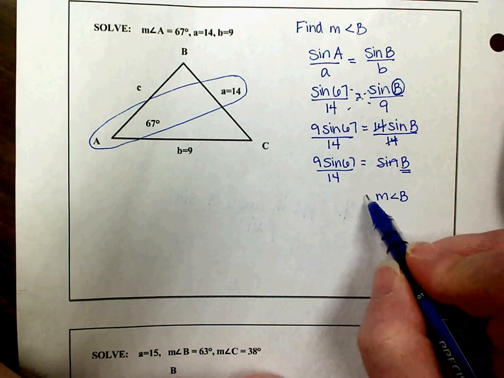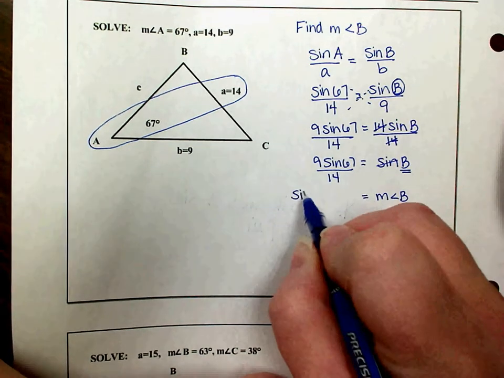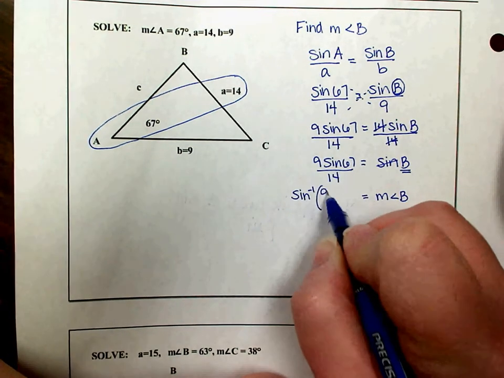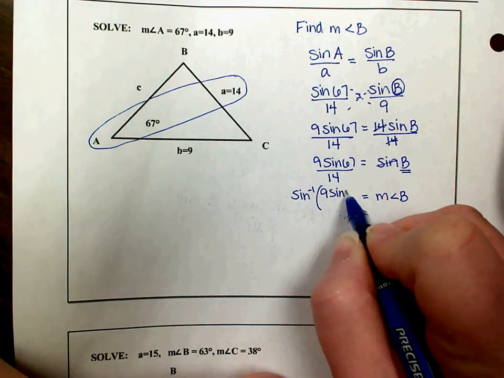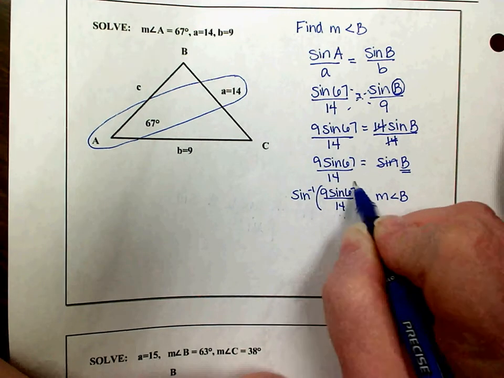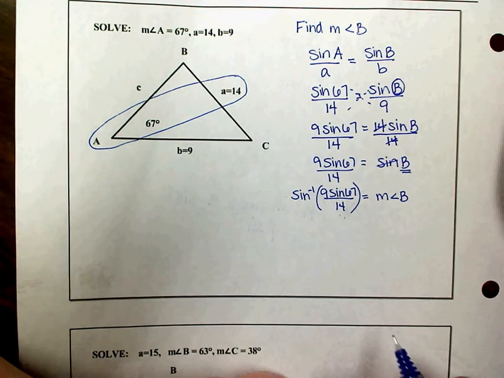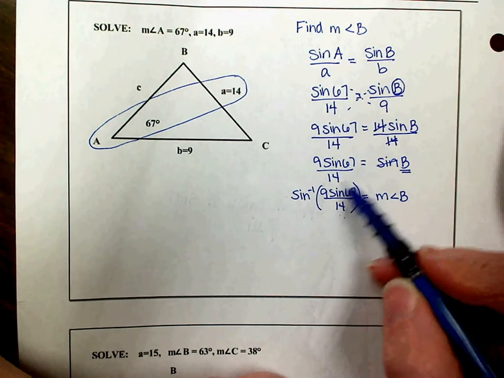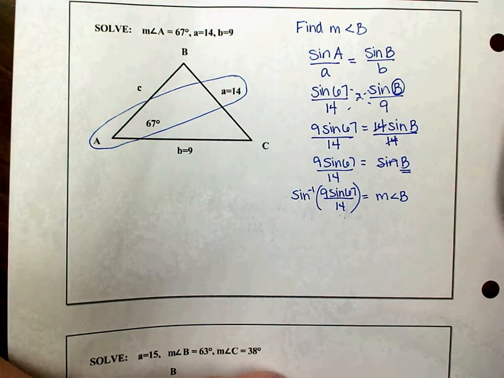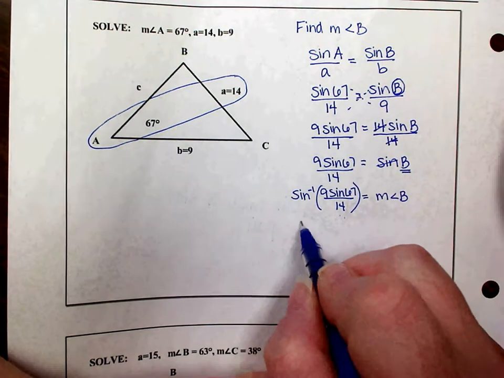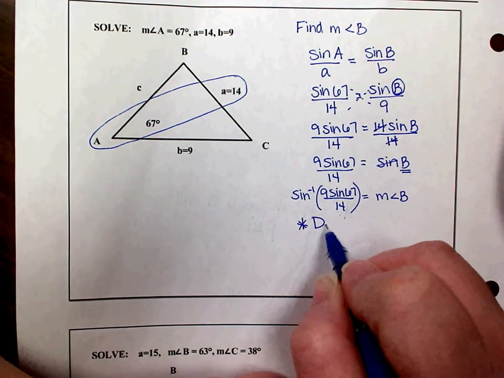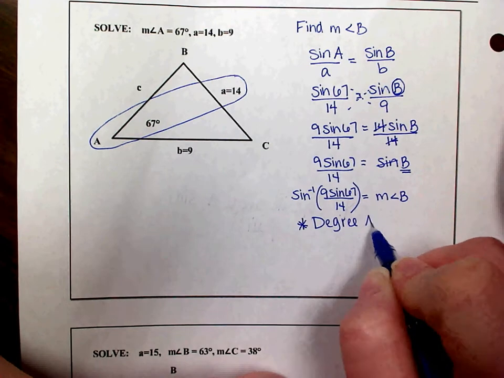But I also have to take the inverse sine of this entire side over here, the 9 sine of 67 divided by 14. Notice I put it in parentheses. I'm taking the inverse sine of that entire thing. So I'm going to do that on my calculator. Make yourself a little note here. Don't forget, you need to make sure that you're in degree mode.